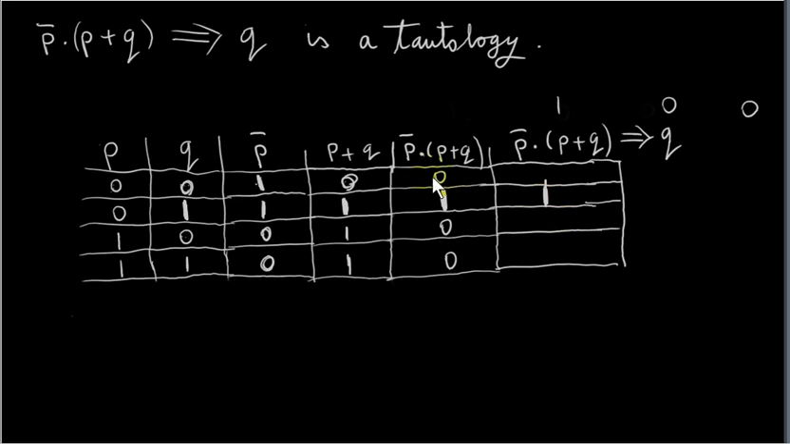And it's vacuously true when the left hand side is 0. So when the left hand side of the implication statement is 0, it doesn't matter what q is, then the entire statement is true. So we don't have a false value here. So we've all true values, all ones in this column, which shows that our statement is a tautology.